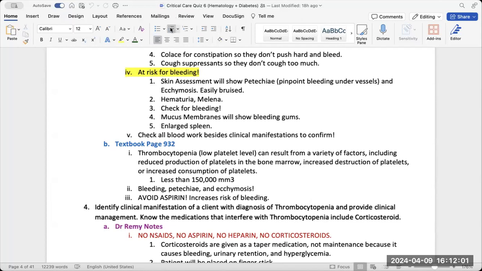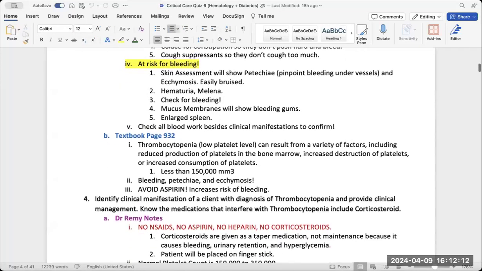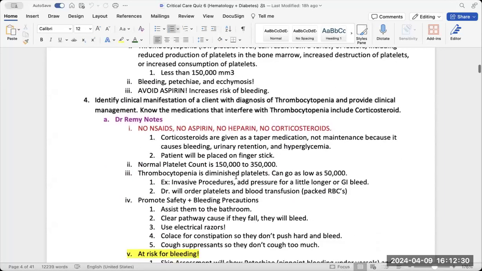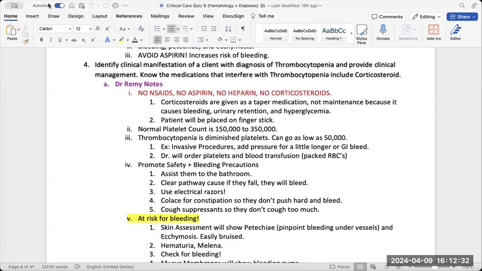Mucous membranes, right? If they use a hard toothbrush or floss too hard, they could have bleeding in the gums, and they can even have an enlarged spleen. So we want to look out for all these. I think the main point is that they're at risk for bleeding, so we need to monitor for signs and symptoms of bleeding and take actions to prevent the risk of bleeding. And we should educate them to avoid aspirin, because aspirin and other NSAIDs are going to increase the risk of bleeding, so they shouldn't be taking those either.